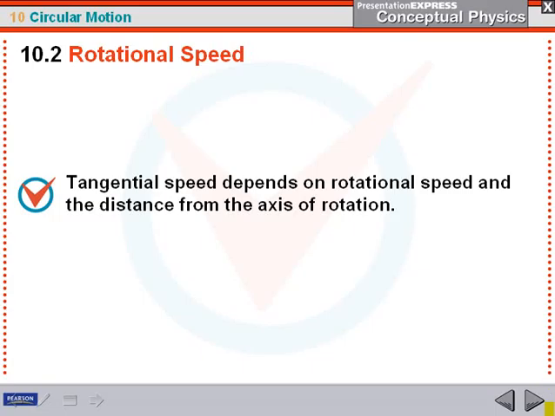Welcome to the Chapter 10, Section 2 podcast. This is on rotational speed, and the main idea about this section is tangential speed depends on rotational speed and the distance from the axis of rotation, and we're going to see that in mathematical form in a few minutes.